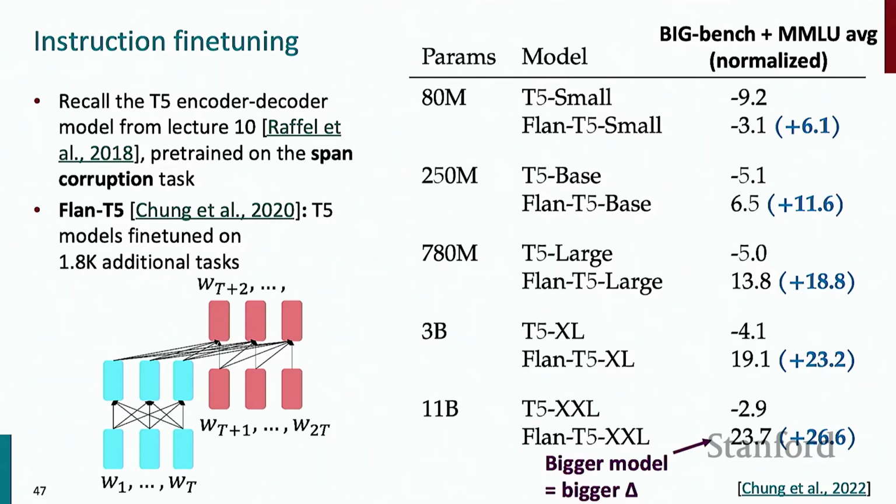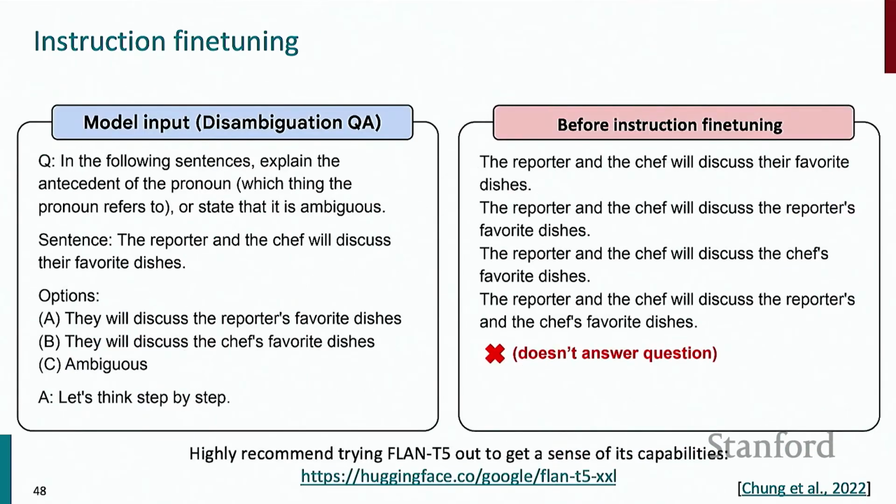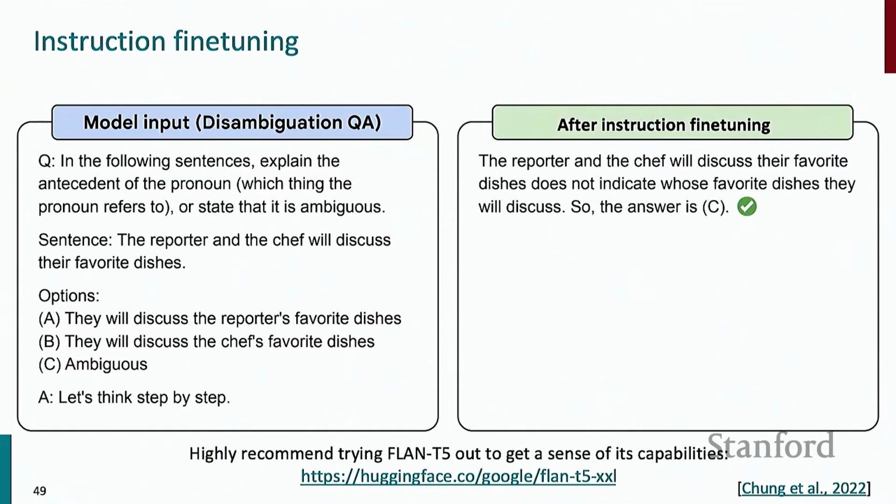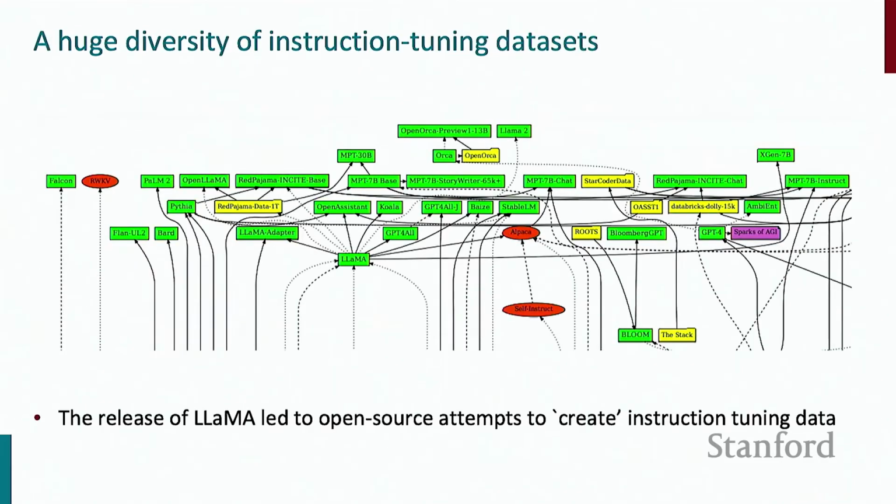So yeah, I hope you guys get a chance to play with a lot of these models. I think you already hopefully are. But before instruction fine-tuning, when you're asked a question related to disambiguation QA, you get something like this, and it doesn't actually follow the "let's think step-by-step" instruction very clearly. But after instruction fine-tuning, it is able to answer the question here.